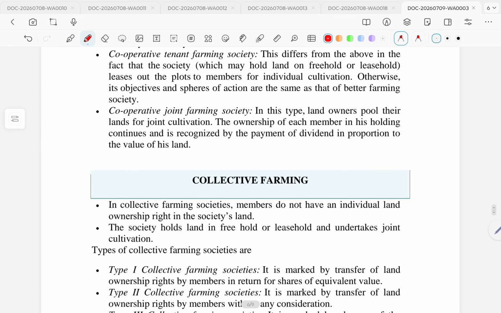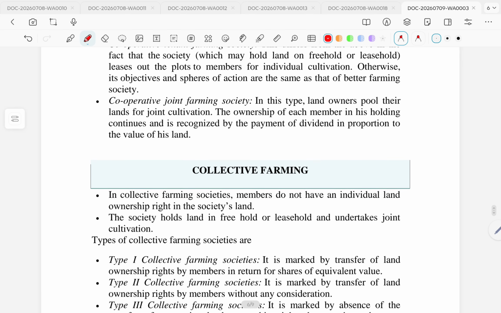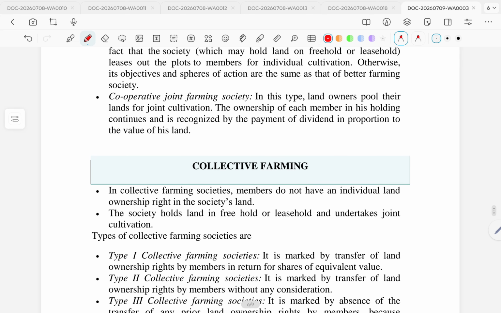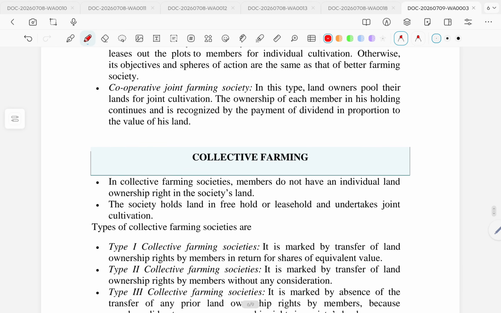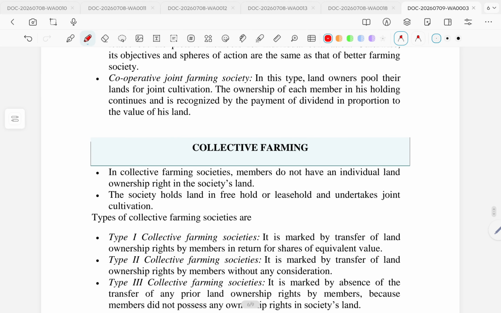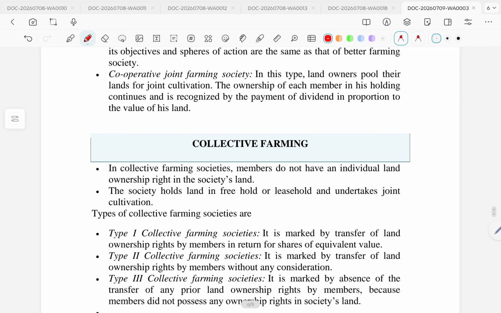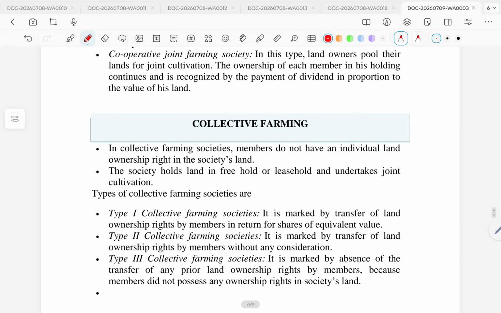Cooperative joint farming society. In this type, landowners pool their land for joint cultivation. The ownership of each member in his holding continues and is recognized by the payment of dividend in proportion to the value of his land. Collective farming.